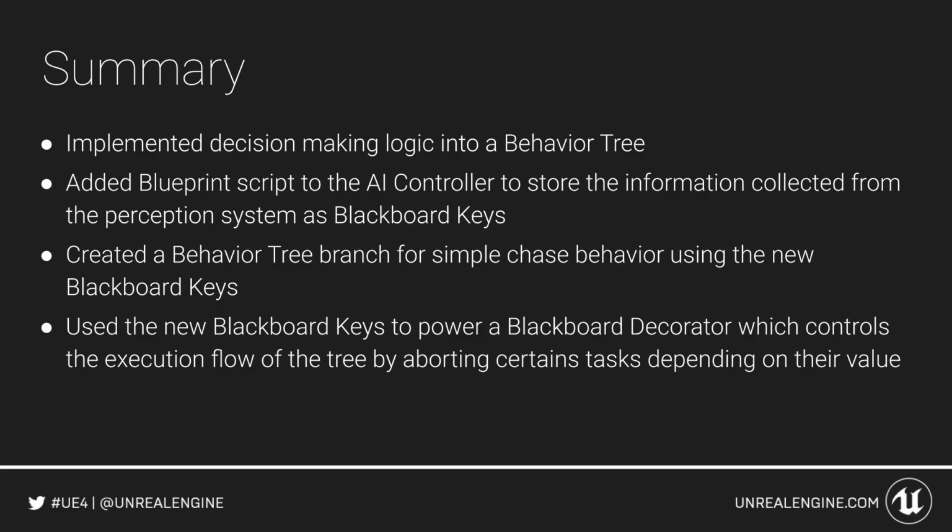Finally, we used the information in the keys once more to power a Blackboard decorator. The Blackboard decorator controls the execution flow of the tree by aborting certain tasks depending on their value. We use this to make sure that the AI will wander around randomly when the player isn't visible, but will attempt to chase the player when they are visible. There is still work to do, but now the AI is using the perception system to make informed decisions on which behavior it should carry out, which is a significant step forward.